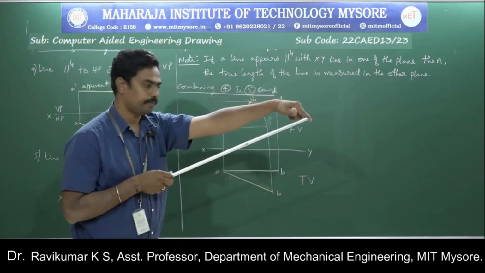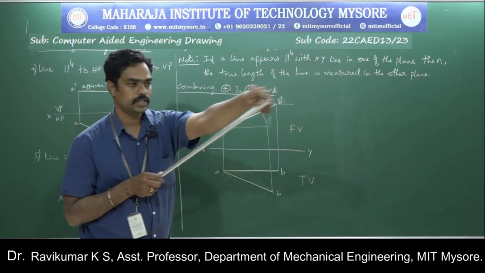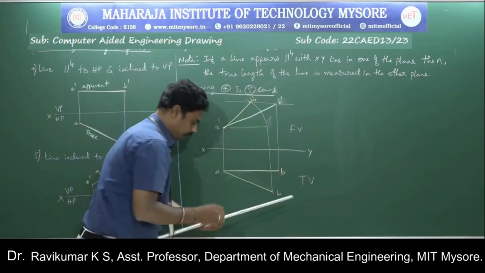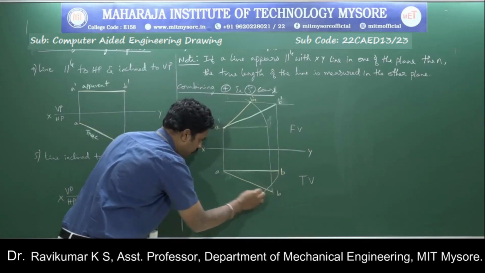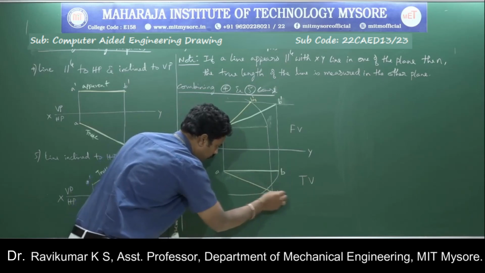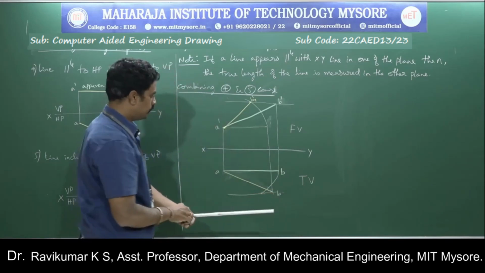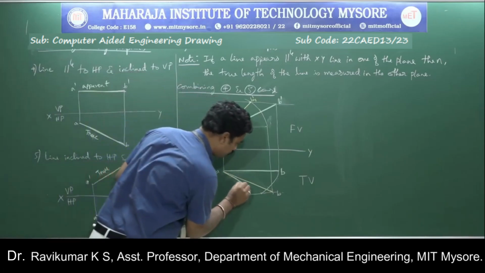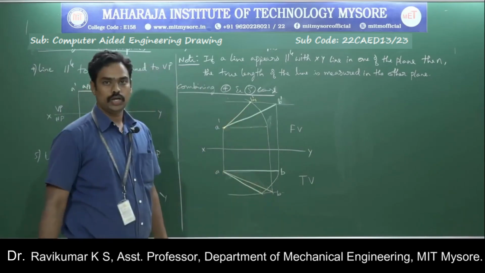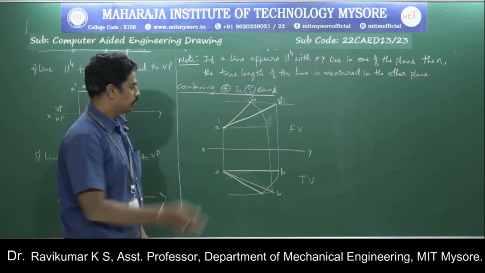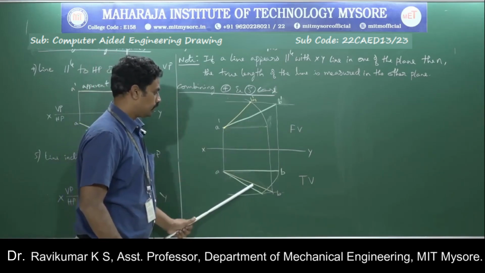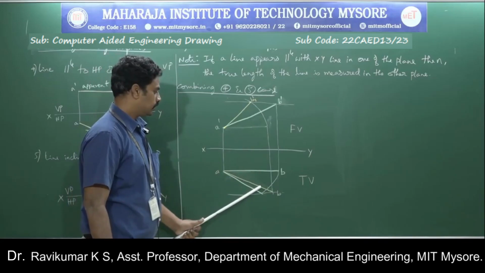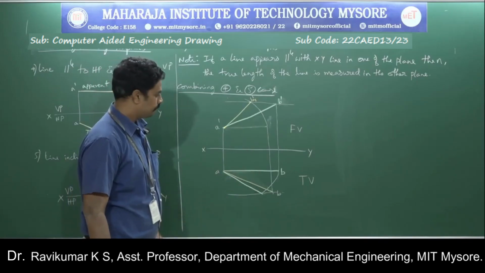Okay, if you rotate this to make it parallel to VP, you will get this. If you rotate this, make it parallel, make it inclined to VP, then you will get this one. Rotate this, make it parallel, make it inclined to VP, you will get this point. Now if you join these two points, this will be the apparent length of the line. This is the true length of the line, this is the apparent length of the line. Fine?